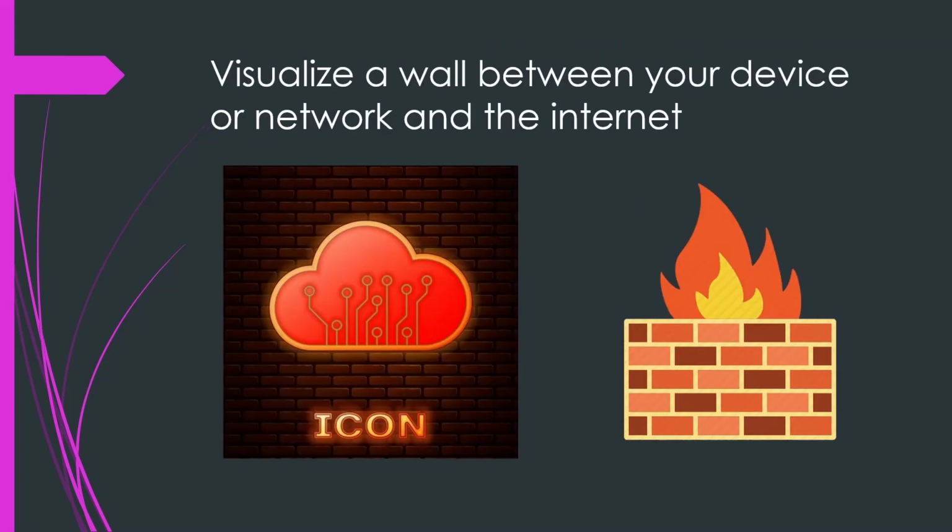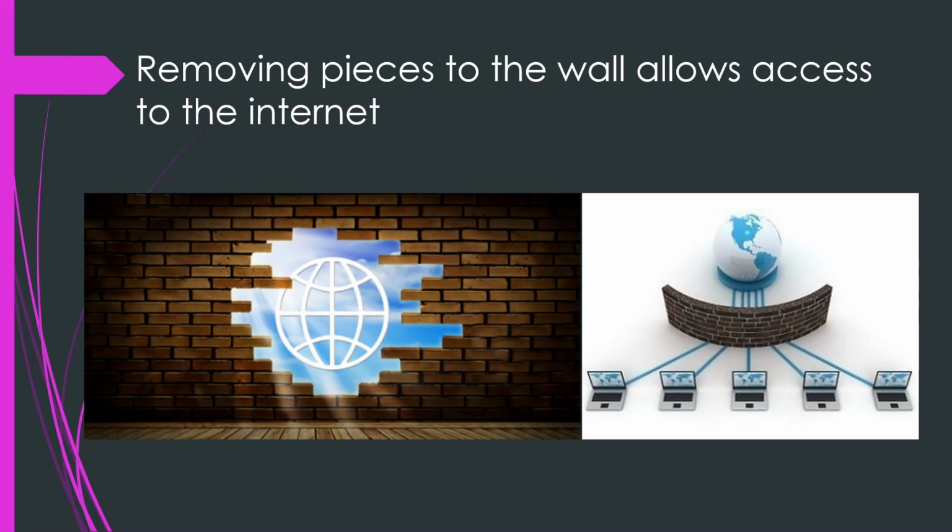Now I want you to visualize a brick wall. This brick wall is the barrier that separates your device or a trusted network from connecting to the Internet without the user's permission. When you add a program that accesses the Internet, the firewall removes a piece of its own wall to allow access between the network and/or the computer to the outside source, such as the Internet.